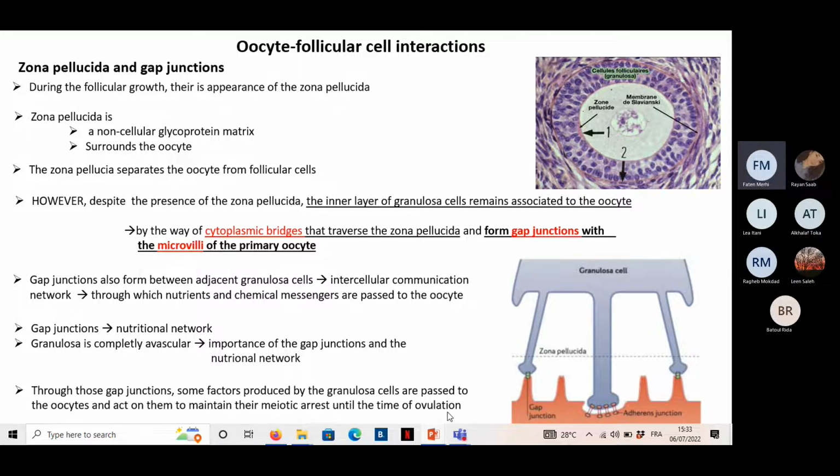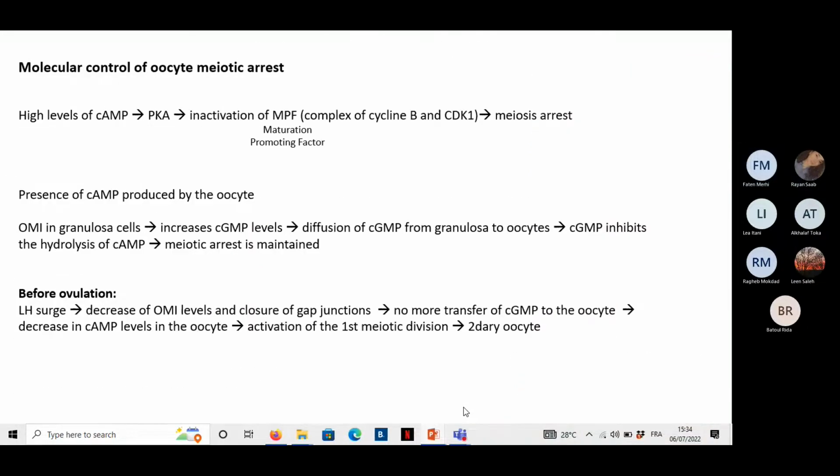Because this arrest of the meiosis 1 will remain until just before the ovulation, and it's only before the ovulation that we will have a peak of the LH. Under this action of LH, the meiosis 1 will resume, and the primary oocyte will achieve its meiosis to become a secondary oocyte. So how is this meiotic arrest controlled?